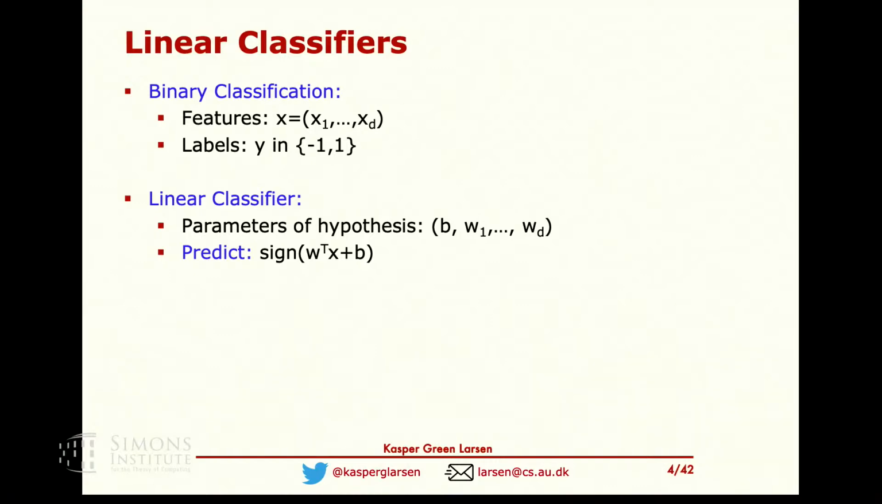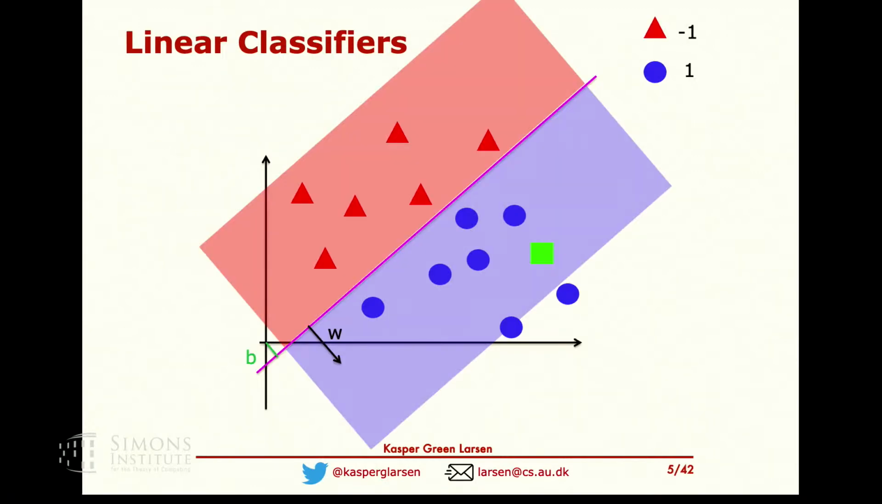Once you have such a set of parameters, the way you make predictions on a new point is you compute the inner product between your normal vector w and your feature vector x, you add the bias, and you take the sign of this. So it looks something like this. This w is describing the normal vector of the hyperplane, and the bias is basically describing the offset from the origin of this hyperplane.